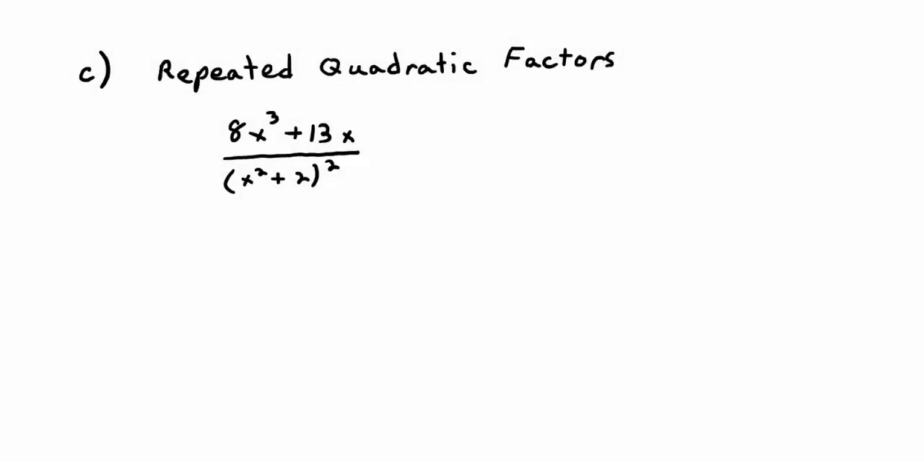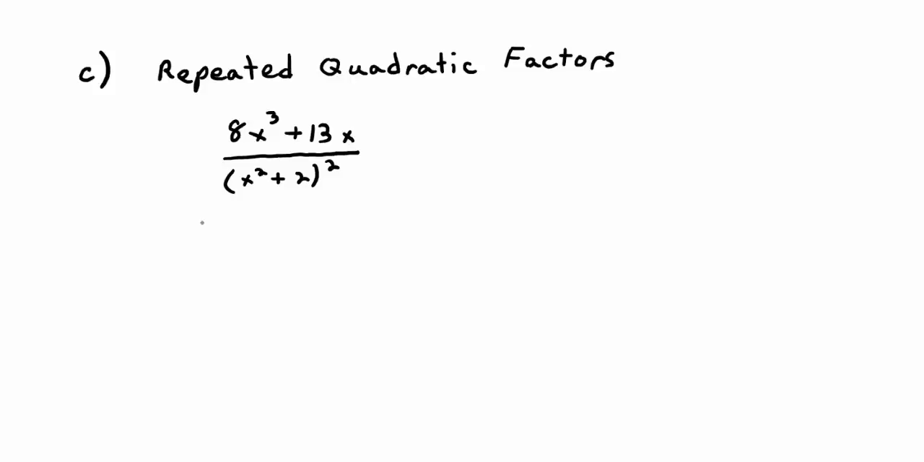So what happens if we have quadratic factors? And in particular, what do we do if we have repeated quadratic factors? Well, there's one small tweak on what we've learned so far. So what's the good news about this one? We're given the rational function 8x cubed plus 13x divided by quantity x squared plus 2 squared. What's the good news about that denominator?